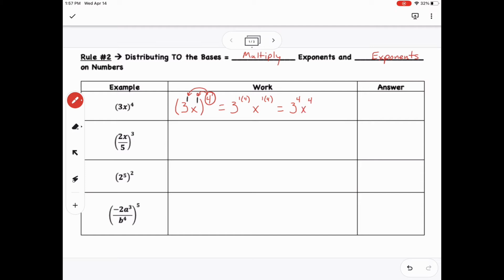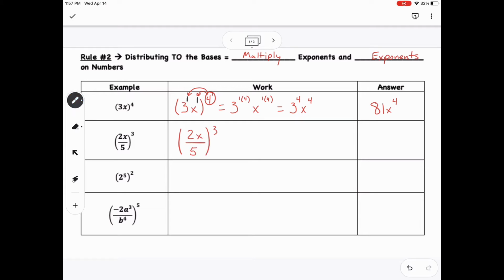Now, remembering from last video, when I know a base, which is the actual number, 3 to the 4th is actually 81 in this case. So I'm going to write that in. So my final answer for that one would be 81 times x to the 4th.